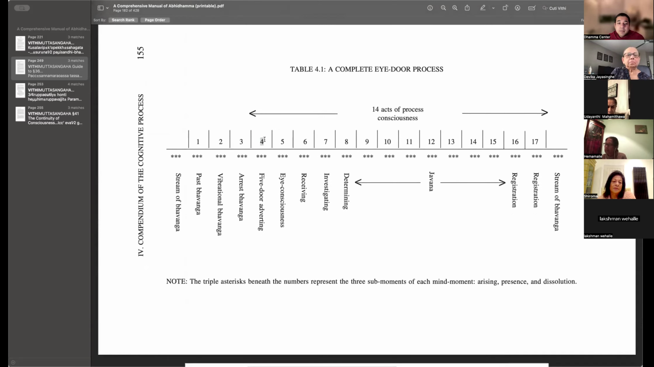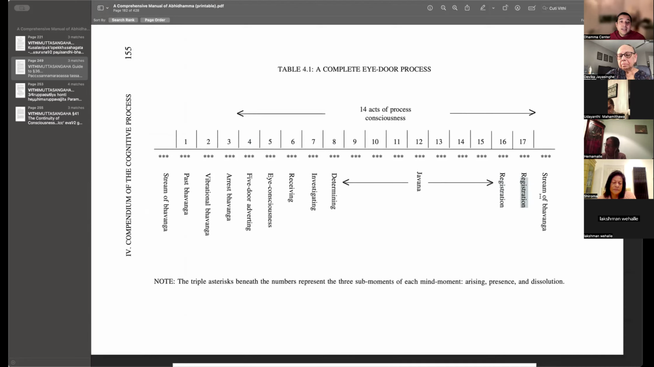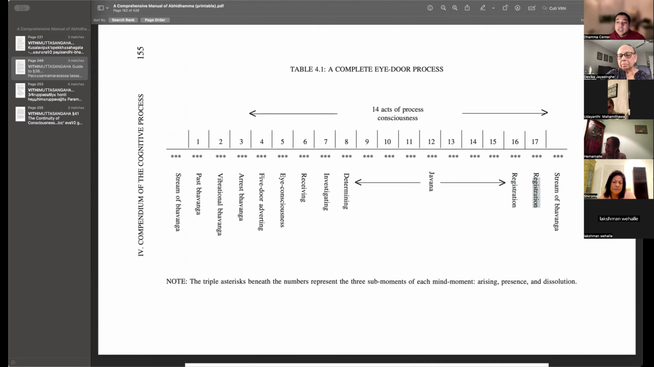Avajjana function, number 4. Determining, number 8, is the votthapana function. 9 to 15, the javana process. Registration, these two registrations are the tadalambana process. This is where retention of the mind occurs. Registration, there you have it.